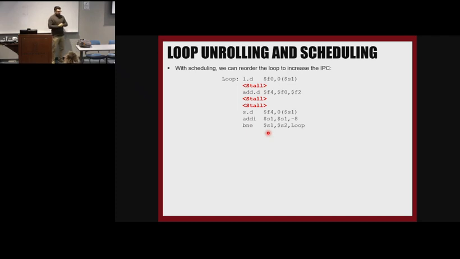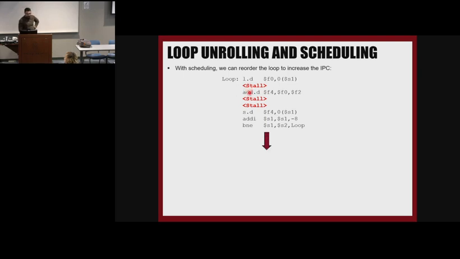So, do you have any ideas? Can we reorder the code? Reorder what? Reorder the code to move the ADDI to the previous one. So we move the add immediate instruction to here. Yeah, that's actually the correct answer, right?